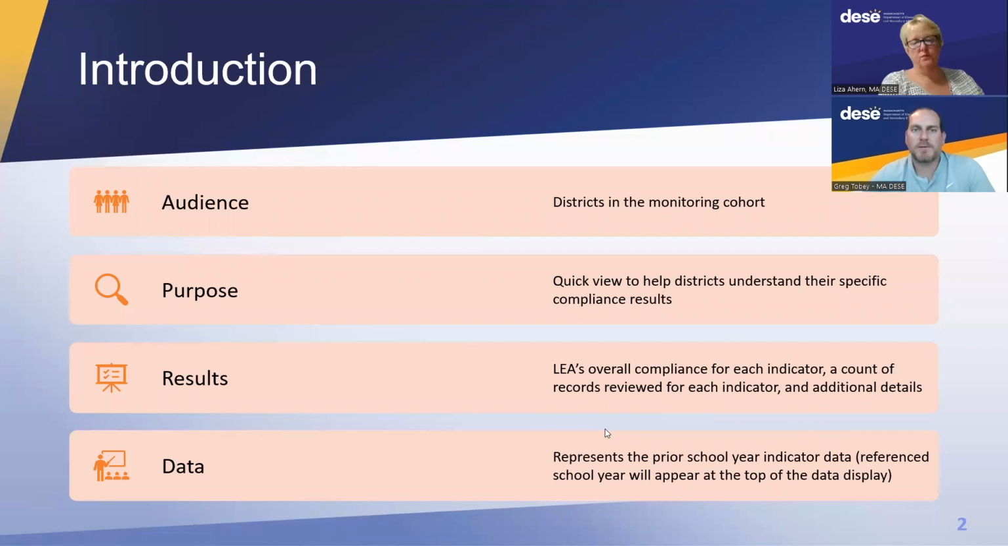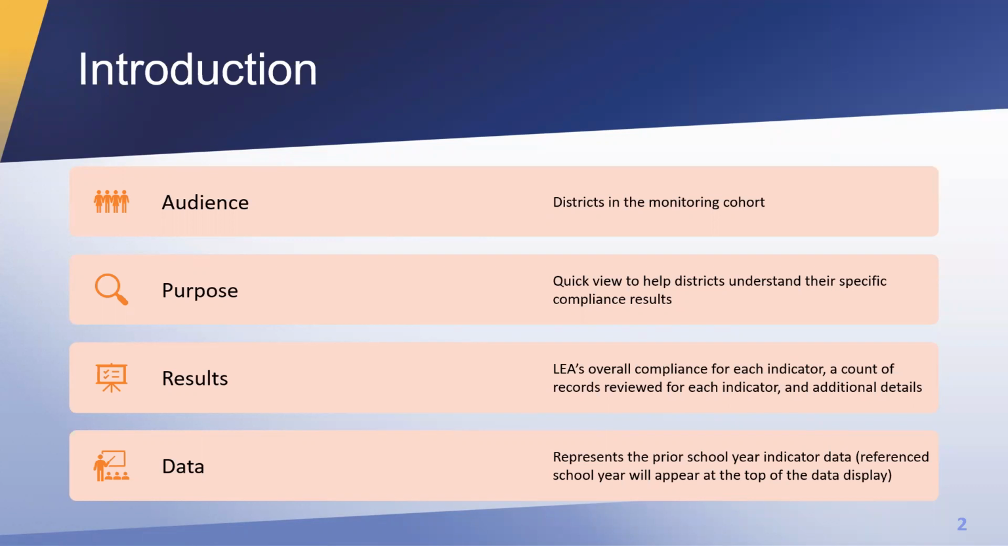So the audience for this presentation is for the districts that were in the monitoring cohort, and that is each LEA who is monitored by the state in the fall of 2021 as part of the tiered focus monitoring process. You will have received a breakdown of their results on the Part B State Performance Plan, or SPP, and Annual Performance Report, or APR. Put it together, it's the SPP APR, compliance indicators 11, 12, and 13.